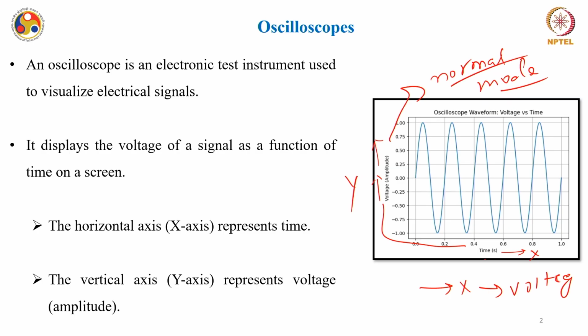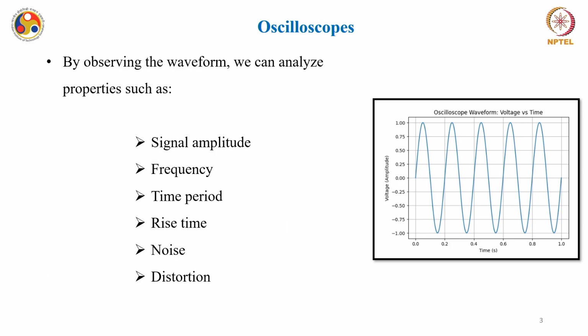We can say that this is the normal mode of operation of an oscilloscope. And we may also have an XY mode where I have one voltage on the x-axis and another voltage on the y-axis. By observing the waveform, we can analyze different properties of signals, like we can comment on the signal amplitude, the frequency, the time period, we can find the rise time, fall time, we can also calculate the noise in the signal, any distortion in the signal and so on. It means that you can analyze your complete signal.